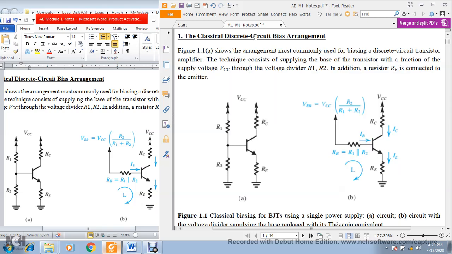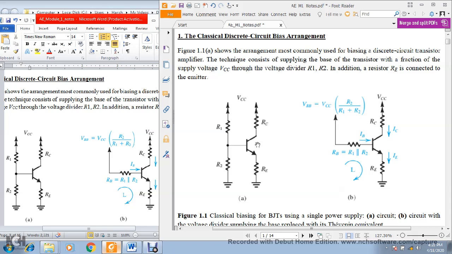This is a classical discrete circuit bias arrangement. We do DC analysis of the amplifier first, then we go for the small signal operation. So for that, this circuit is considered. It is a classical biasing for BJTs using a single power supply.